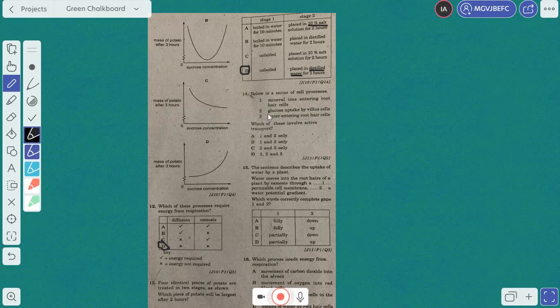Okay. Below is a series of some cell processes. Mineral ions entering the root hair cells, glucose uptake by the villus cells, and water entering root hair cells. Which of these involves active transport? Mineral ions entering root hair cells, it's 1. Glucose uptake by villus cells, it is 2. No, it's not 3. 3 happens by osmosis, water. It's involving a liquid, so it's 1 and 2 only.